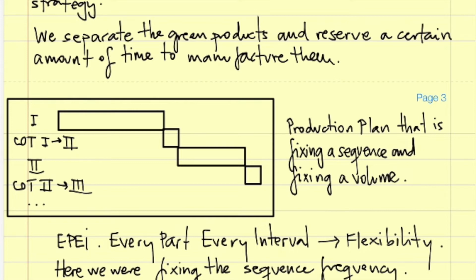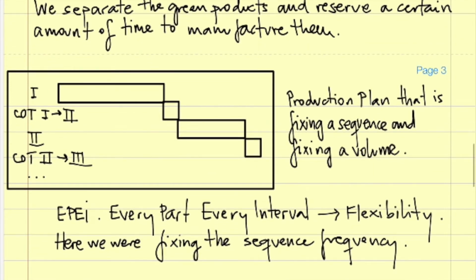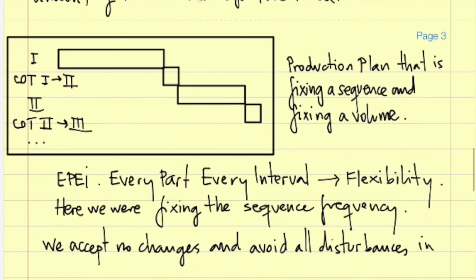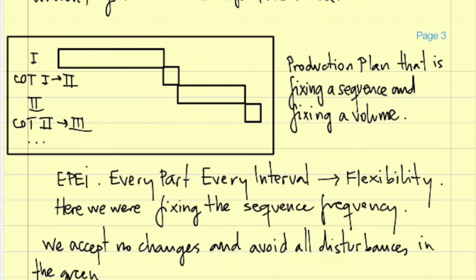Okay, and this is what we do with the green products, okay? We accept no changes and avoid all disturbances in the green stream allotted time. Okay? Basically, what we do is we're just protecting these products from all the rest of the mess that's going on in the factory.